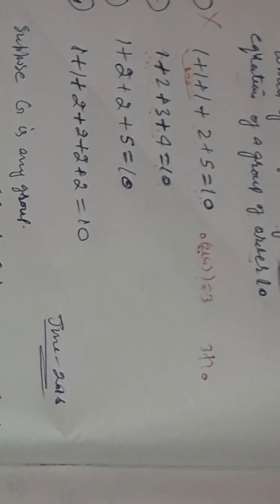Now, what does the question say? The second option says that 1 plus 2 plus 3 plus 4 equals 10. Is this a class equation or not? Since we know that the size of the conjugacy class of any element always divides the order of the group, here the conjugacy class of some element has size 3.